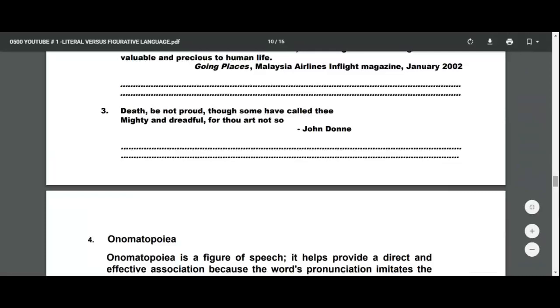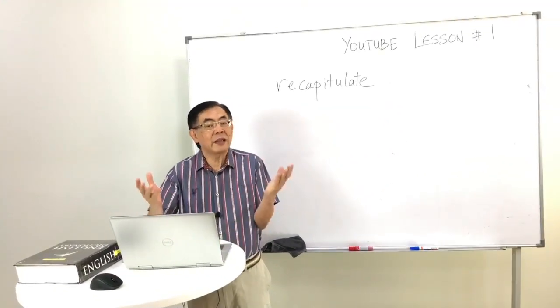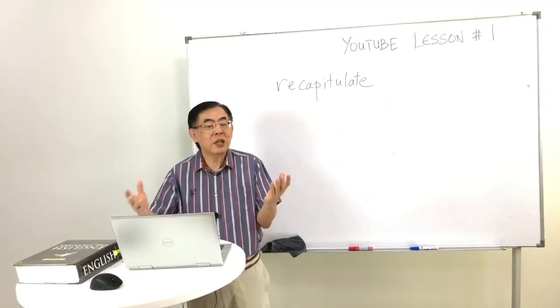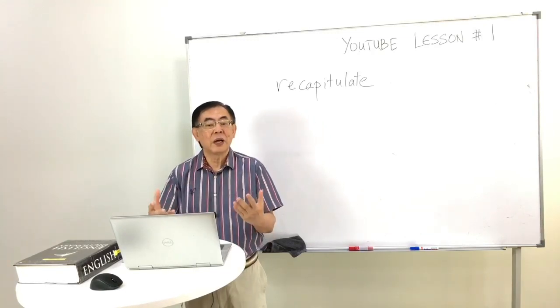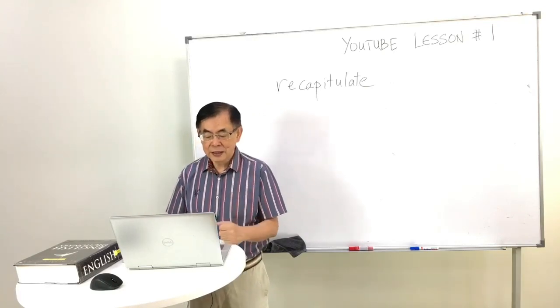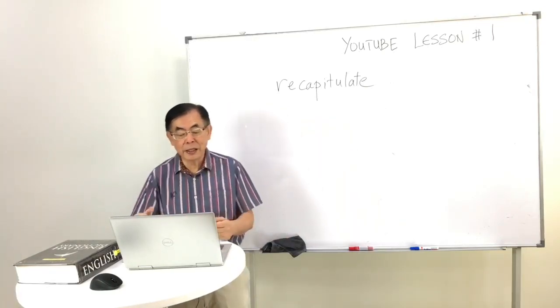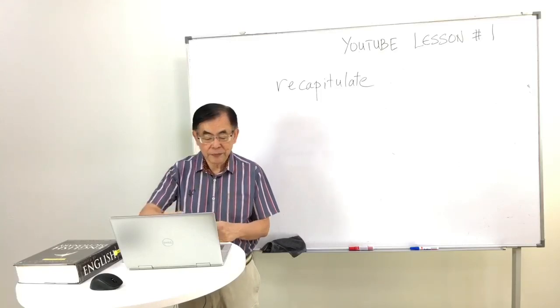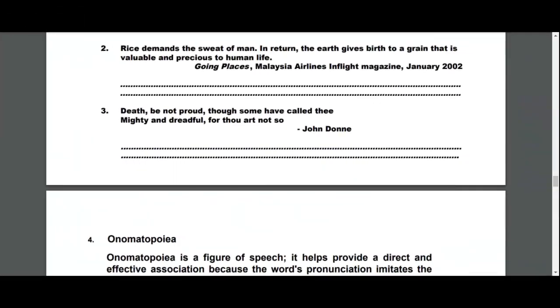Death, be not proud, though some have called thee mighty and dreadful, for thou art not so. In these two lines, we see the personification of death, as if death is a human being, because only a human being has these characteristics of being proud and arrogant. Okay? So, explain the meaning of this personification here. Is that okay? We now go on.